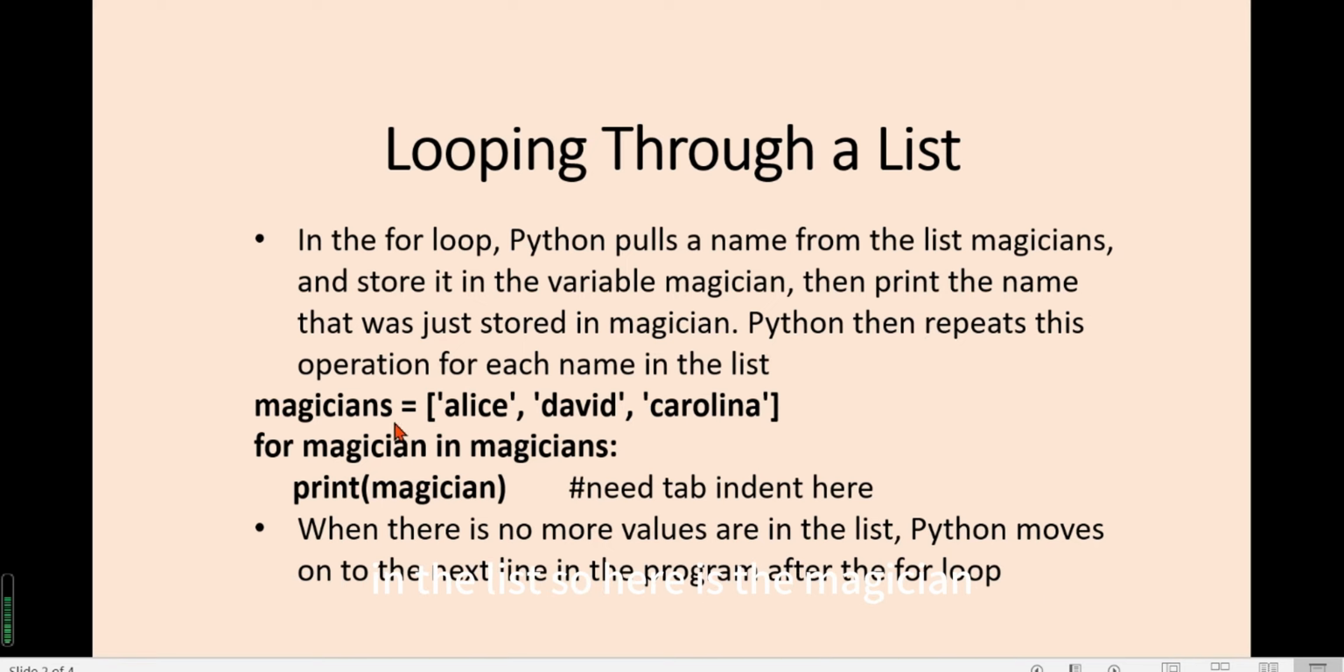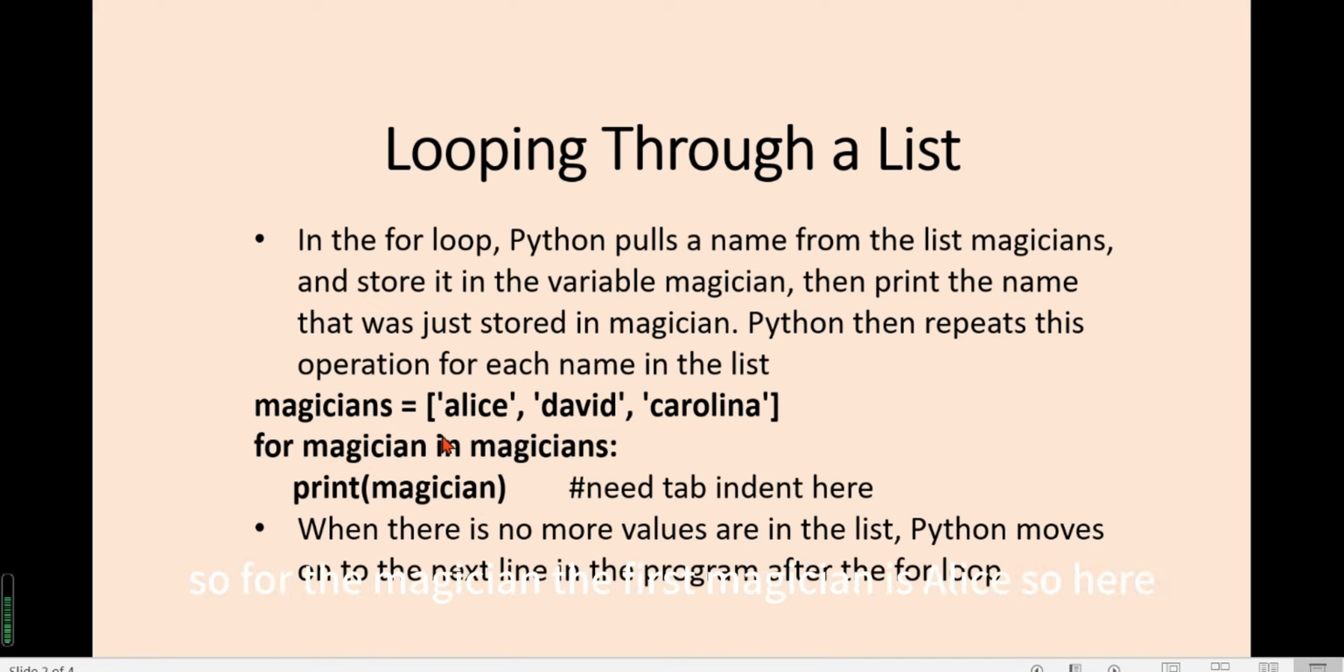So here is magicians. It is a list with 3 elements. Then we write a for loop, for magician in magicians, because magicians is a list, and here we create a variable called magician in the for loop. Next, with the indentation, we indent with 4 white spaces, which means this statement is within the for loop, belongs to the for loop.